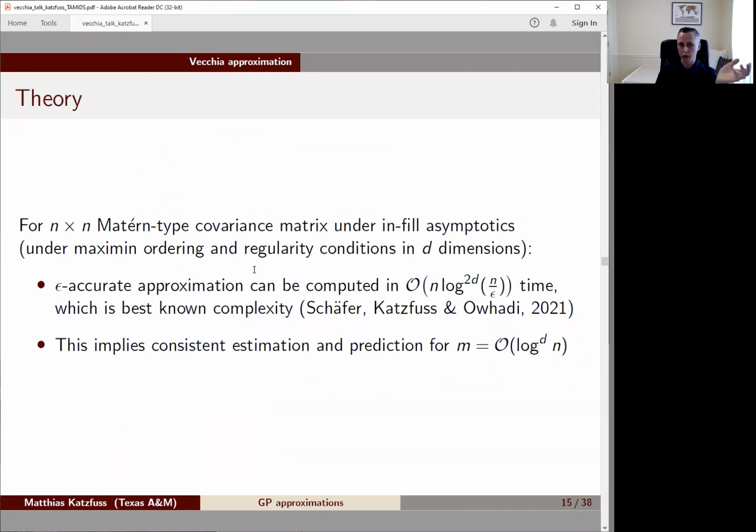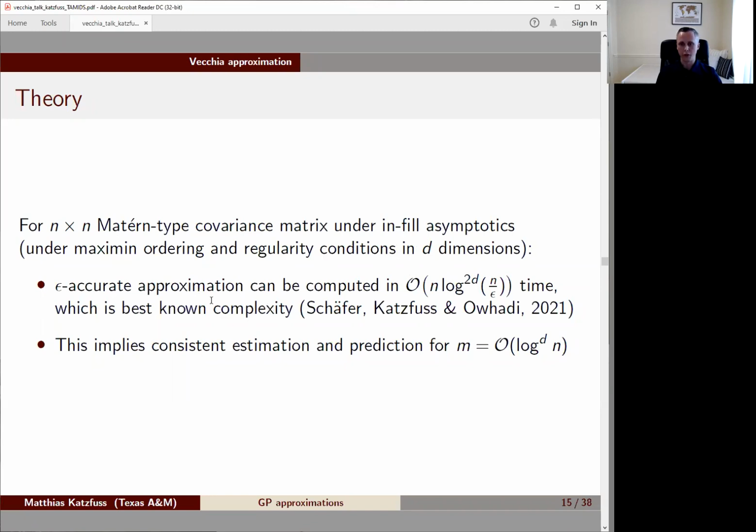We can also do a little bit of theory on this, actually. So if we, for example, consider Matern type covariances, exponential covariance would be a special case of that, under what we often call infill asymptotics in spatial statistics. Won't go into the details of that here. Using our maximin ordering that we set, nearest neighbor conditioning, and some regularity conditions, if we're in d input dimensions, it turns out that an epsilon accurate approximation can be computed in order n log to the power 2d of n over epsilon time. And so this is actually sort of the best known complexity that you can get for the problems that I've sort of hidden here a little bit with regularity conditions, with details in the paper. The best known complexity that we're aware of for this class of problems.